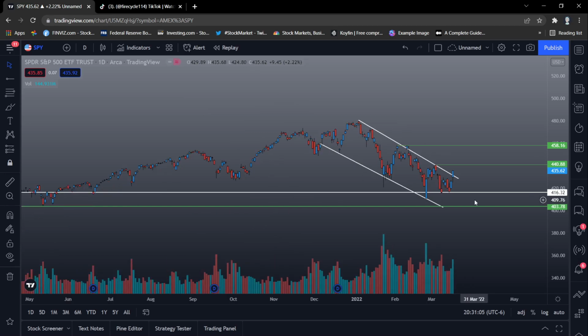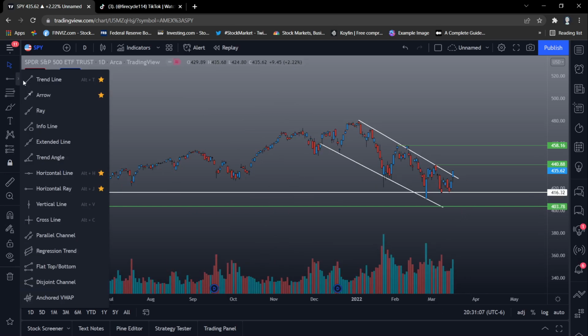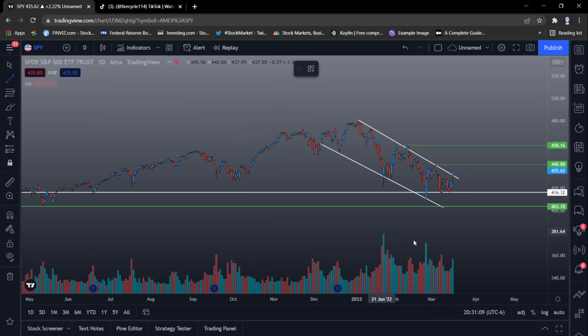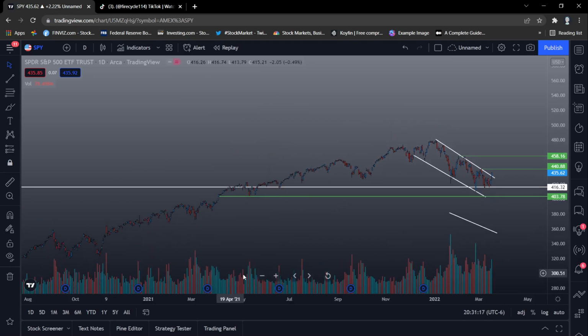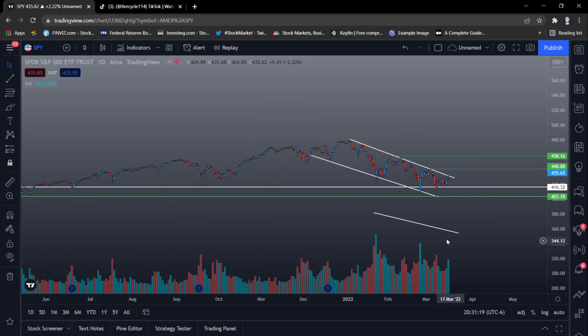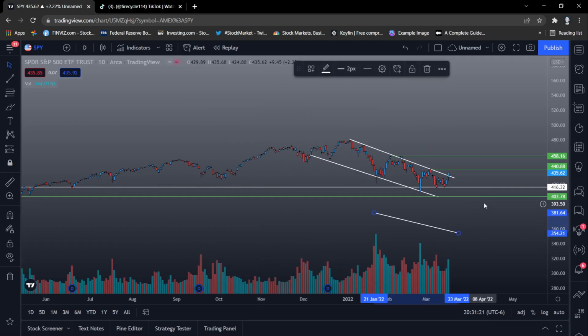Volume is also looking very interesting, because as you can see, we're expecting a volume breakout coming in over here, and overall this is high volume compared to the past weeks and the past months. So overall, SPY looks great.